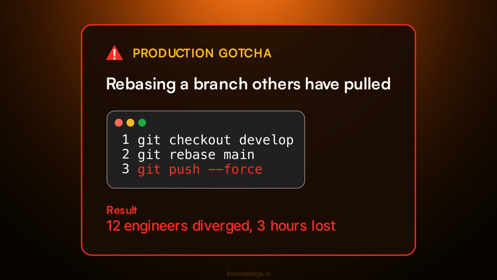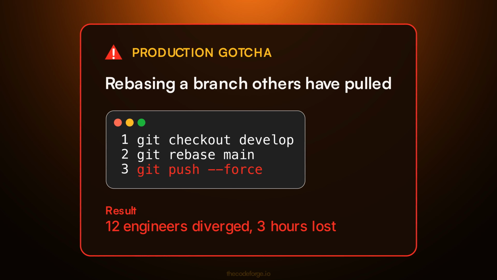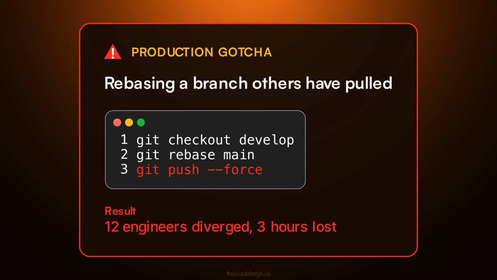This is the exact mistake from our hook. Rebasing develop rewrote all commit SHAs, then force-pushing replaced the remote history. Every teammate who had pulled the old SHAs now had a divergent local branch. The result: 3 hours of manual recovery.